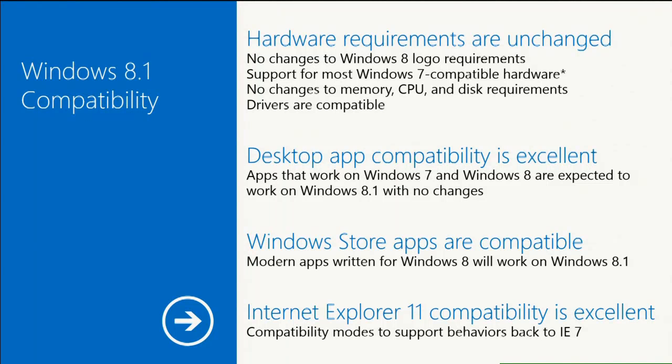Desktop application compatibility is expected to be very good. Apps that work on 7 and 8 should continue to work on 8.1 with no changes. Windows Store apps, any existing Windows Store apps written on Windows 8 will continue to work on Windows 8.1 as well. It will be possible using the new developer tools and Windows 8.1 to develop an app that runs on 8.1 and doesn't run on Windows 8. So as we move forward with the APIs, you can start to create apps that are very 8.1 specific, but anything written for 8 will run on 8.1.